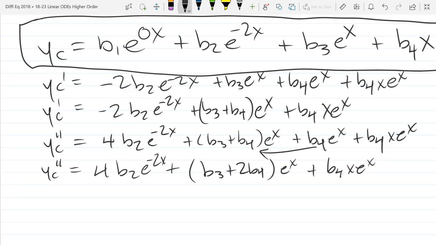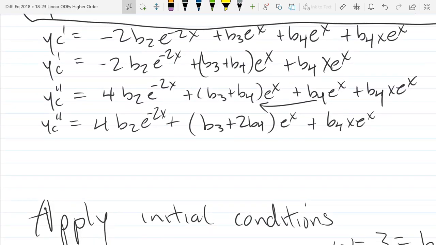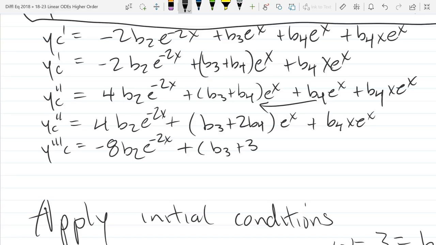And while we are computing derivatives, let's go ahead and compute the third derivative, finish up our calculus here. So we'll have negative 8b2 e to the negative 2x plus, I'm going to skip a step here, we're going to get b3 plus 3b4 e to the x plus b4 x e to the x. So I just noticed that pattern. Basically, I was moving a b4 into the e to the x term, each additional derivative.